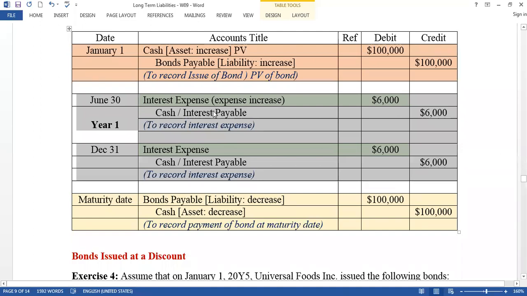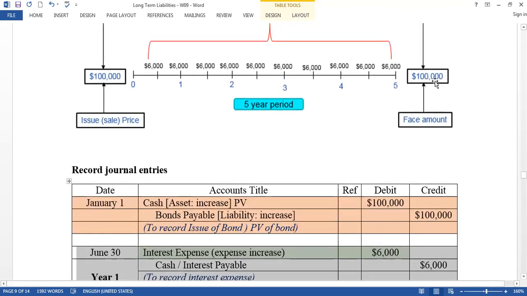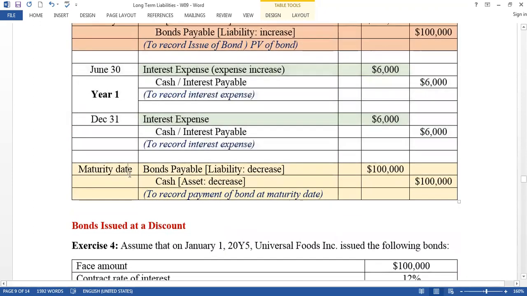And in the exam question, I may not ask you to record the journal entry for every year. I may ask you to record the journal entry for year one. And I also can ask you what should be the journal entry at the end of year five, the maturity date. You understand, right?